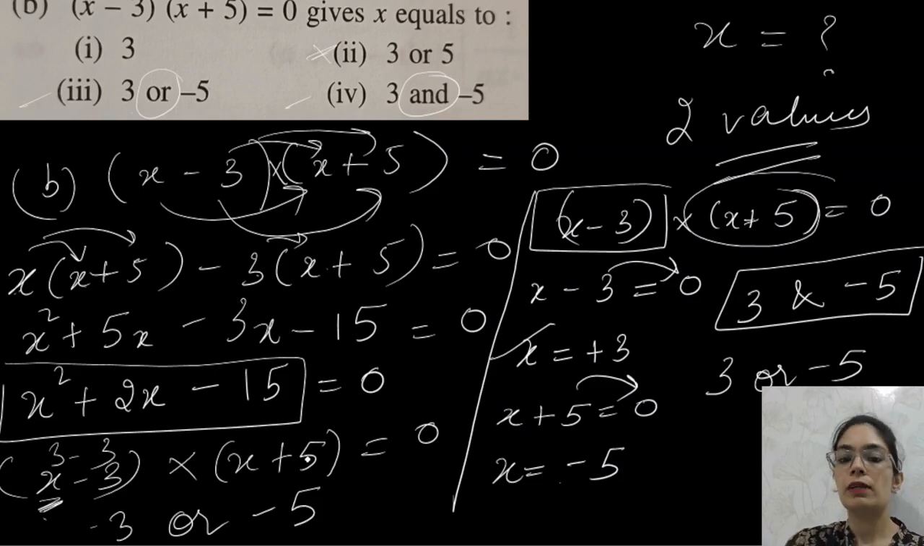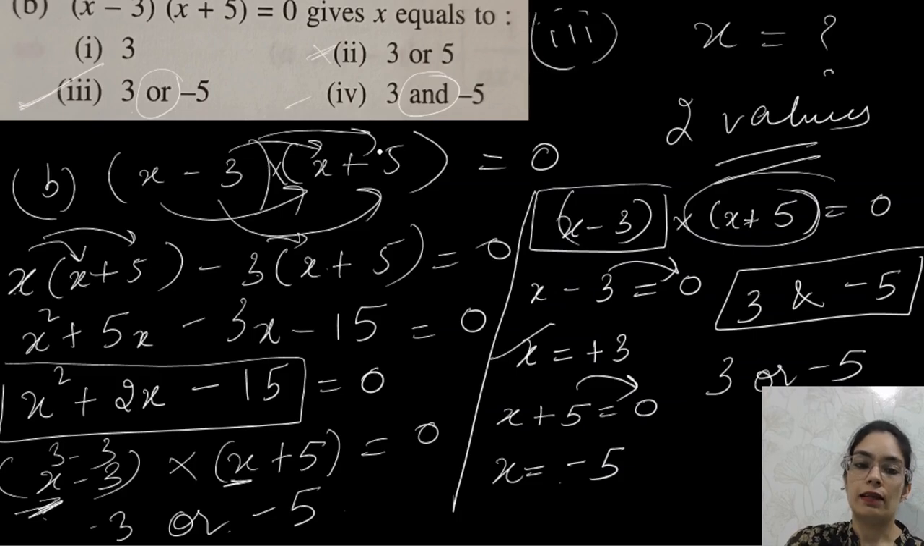See, we can't do both together, because when we are substituting the value of x, in both the x's I have to substitute the same value. So for this reason, here we use the concept of either 3 or negative 5, either this or this, not both. So always remember, because of this, the answer is always 'or'. So the third option is the correct answer. Now let's do the next question.